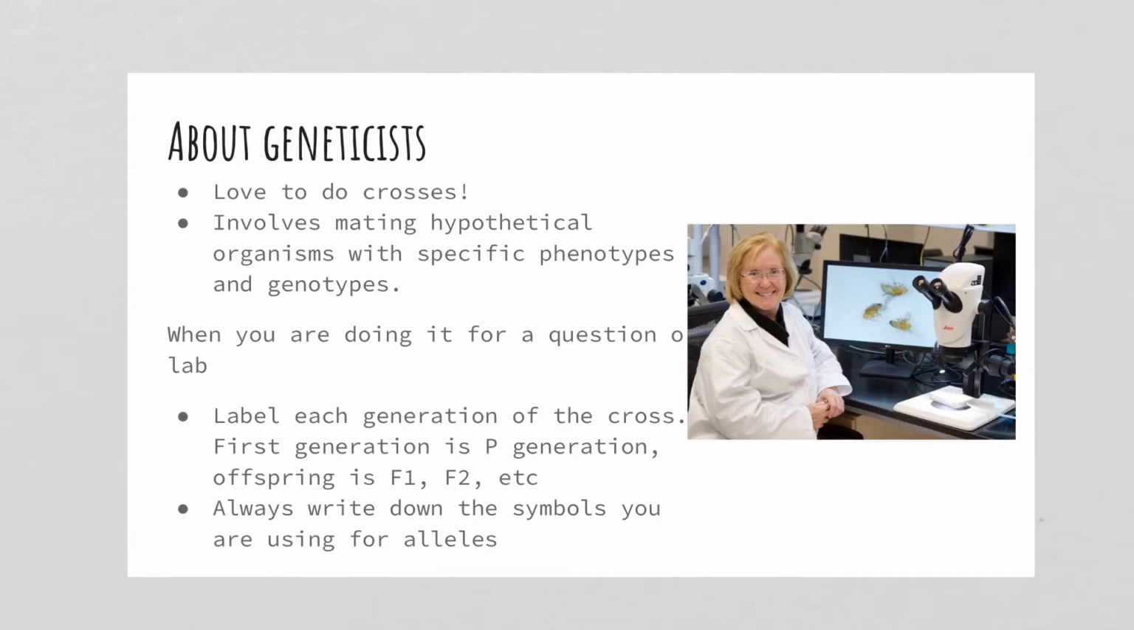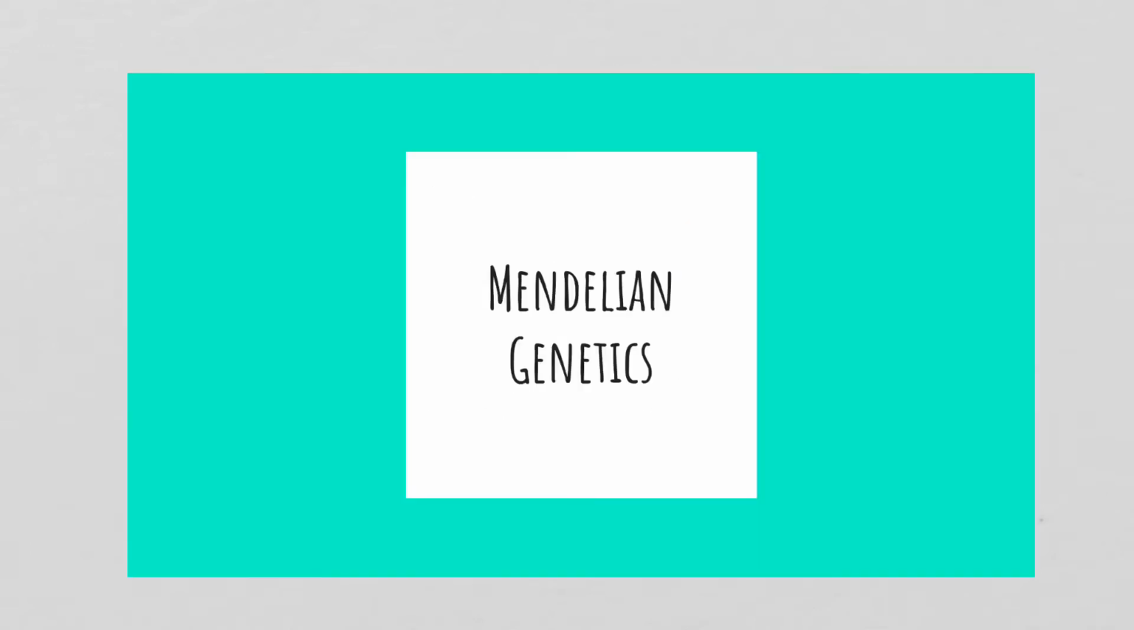Okay, so how do we do these crosses? It's important to label each generation of the cross. The first generation is the P generation, for parental. Offspring are usually F1, F2, etc., for filial. It's always good to make sure you write down the symbols that you're using for alleles, with capital letters for your dominant traits and lowercase letters for your recessive traits.